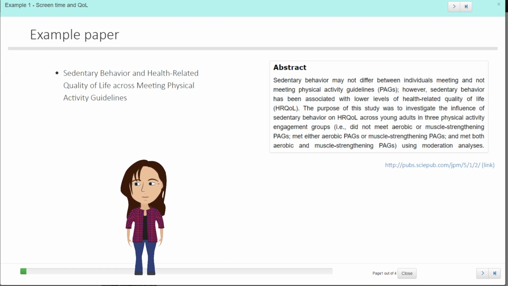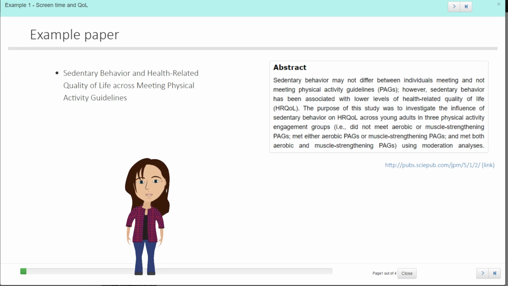For the first example, I want to take another look at the paper from last week on sedentary behaviour and quality of life measures across students who meet physical activity guidelines, either aerobic or muscle conditioning, or both, or neither. And there's a link there to the whole paper if you want to refresh your memory.